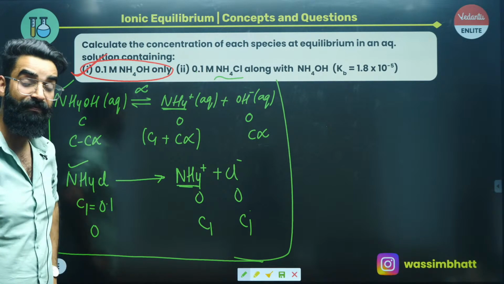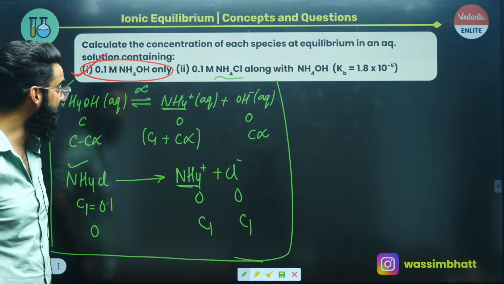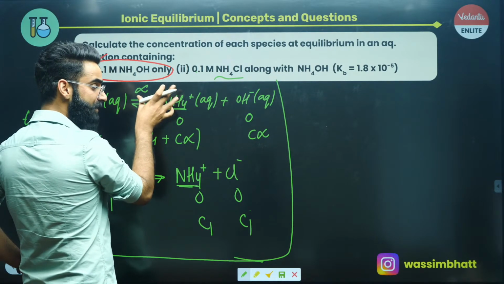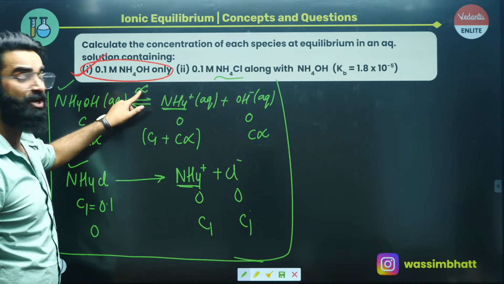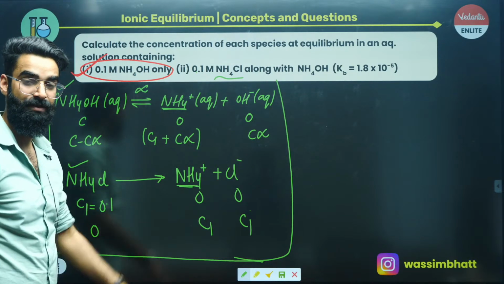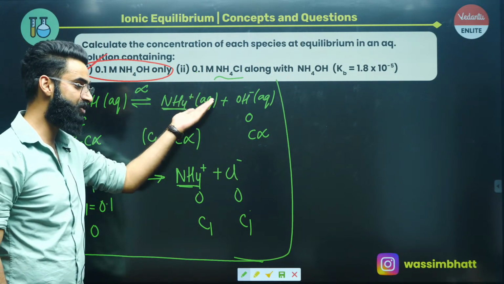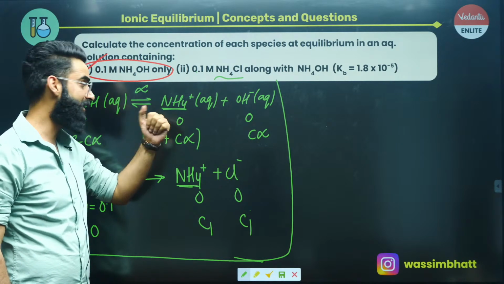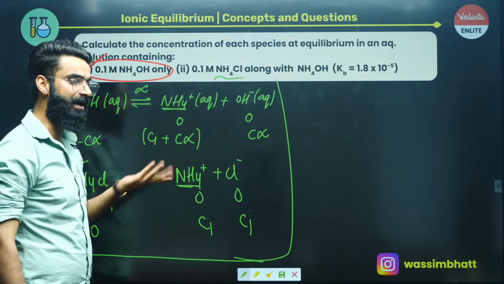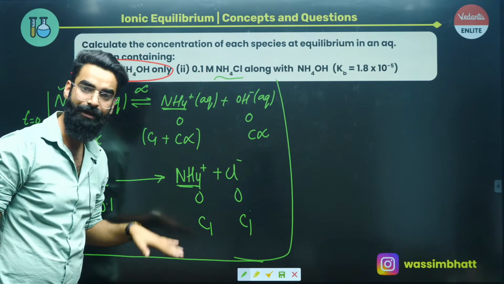So a common ion effect is going to operate over here. And due to common ion effect, the first reaction will shift backwards, due to which the degree of ionization will further reduce. And if the first reaction shifts backward, its degree of ionization will decrease.